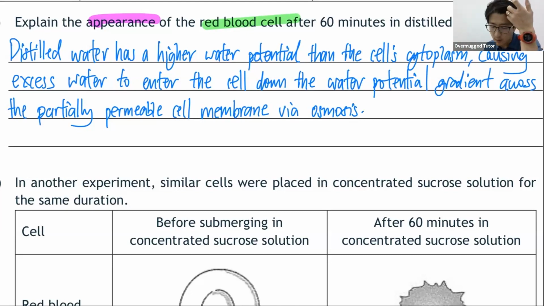What are the two descriptors we are going to use to describe this red blood cell? Swell and burst. Thank you. Do we say, oh, water enters the cell, swells and bursts? Is it just water enters cell will swell and burst really? Excess entry. So you must also state that there's too much water entering.